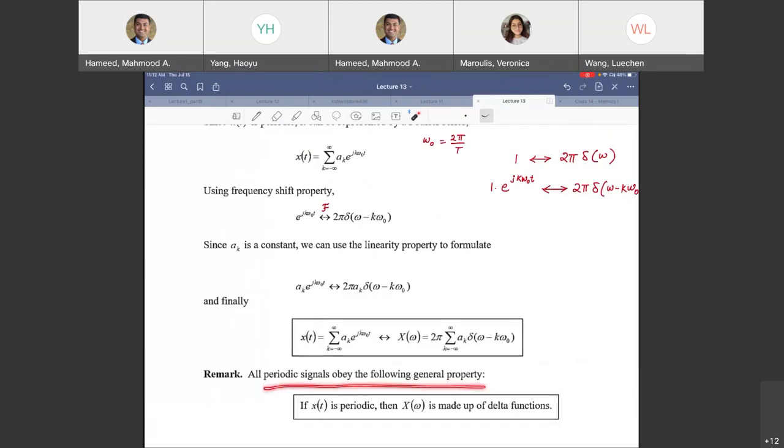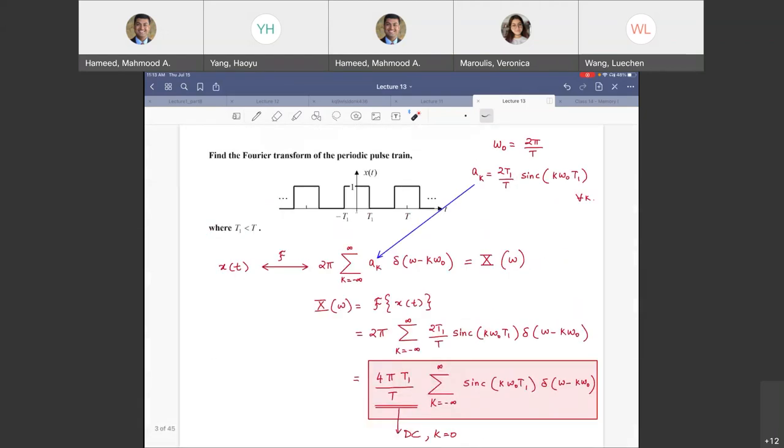All periodic signals obey the following general property. If x of t is periodic, then x of omega is made up of delta functions, the impulses. Where is this coming from? Now let me back up to that. Convolution in time domain corresponds to what? Multiplication in frequency. Okay. Sampling, right? So if you are making a signal periodic in one domain, you are sampling in your frequency domain. You're getting Fourier series, that's why you have delta functions. And it would work the other way as well. If you sampled in time domain, you would be making things periodic in the frequency domain. Applicable for sampling.